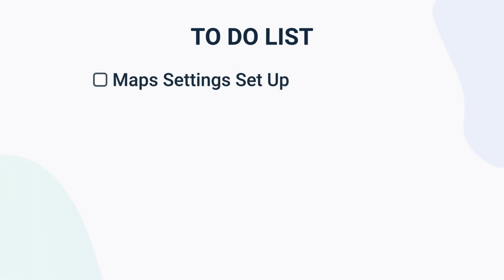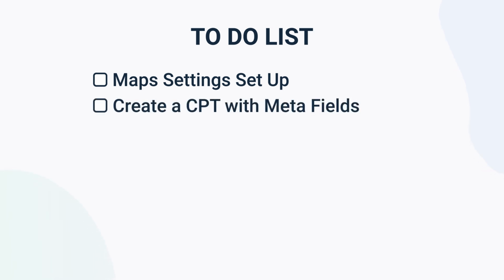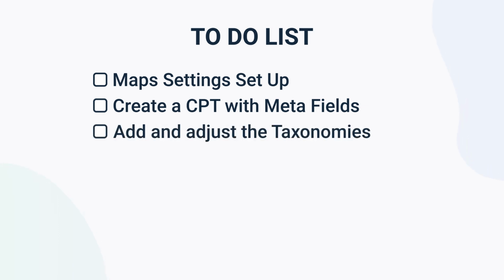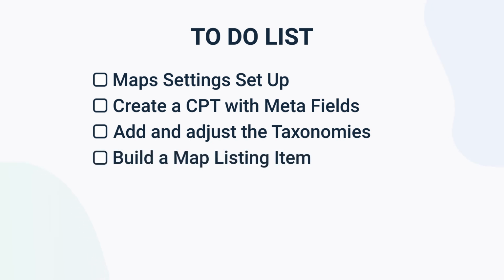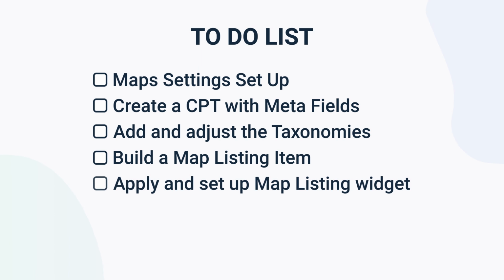So first of all, we will set up the Maps module settings. Second, we will create a custom post type with metafields. Third, we will add and adjust the taxonomies for this CPT. Then we'll go ahead and build a listing item for the map from scratch using our dynamic widgets. After that, we'll apply our map listing widget to the required page and go through the customization settings.